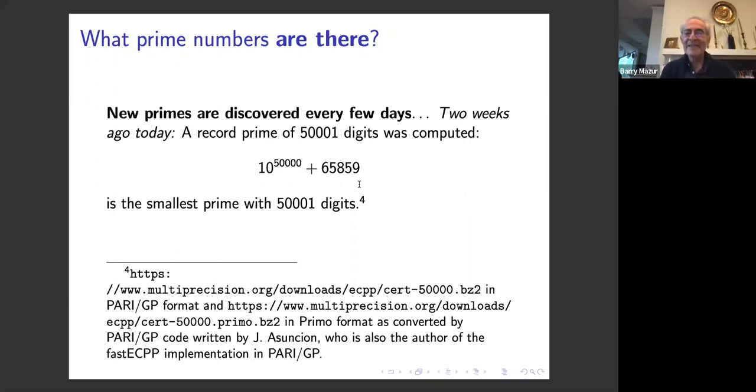Very nicely described. I mean, you would think that a prime of 50,001 digits would take pages and pages to, anyway, there it is. It's the smallest prime of 50,001 digits. And here's the reference if you want to follow that.